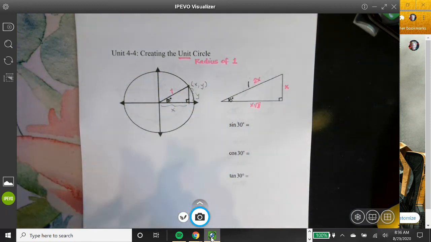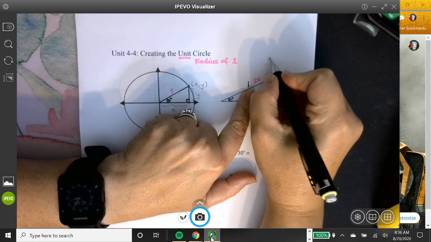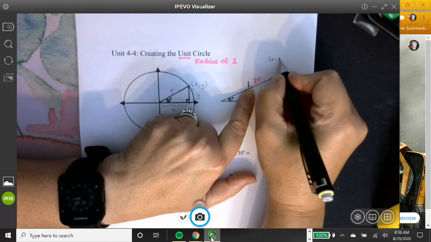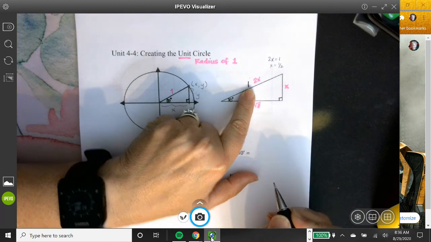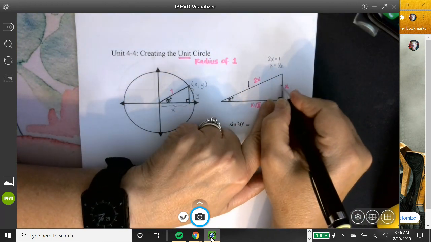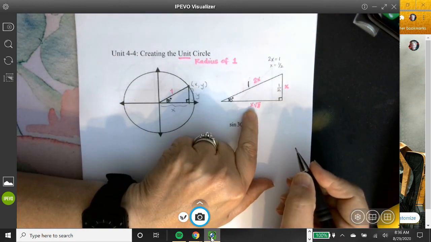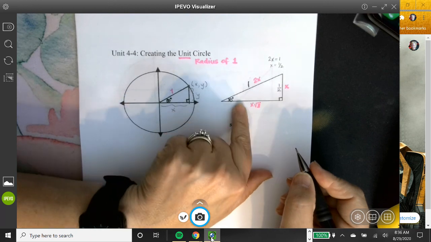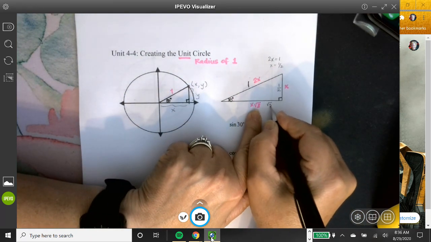So where's our information? Our information is on the hypotenuse. And so I can solve this relationship here for x. So I can say that 2x is equal to 1, so x equals 1/2. Which means this distance here is equal to 1/2. So I know that height is 1/2. And then the length of this side is root 3 times 1/2, which is root 3 over 2.